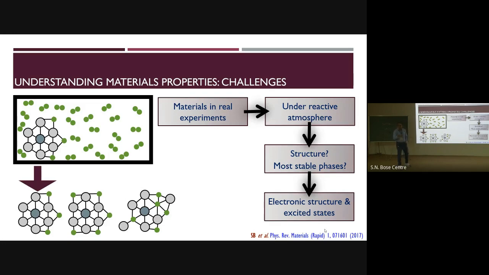That assumes that I know the structure of the material by some means, be it from experiment, from my own development, or from a theoretical perspective. And once I know that, I can understand the electronic structure of the excited state. Usually I follow a strategy like this.